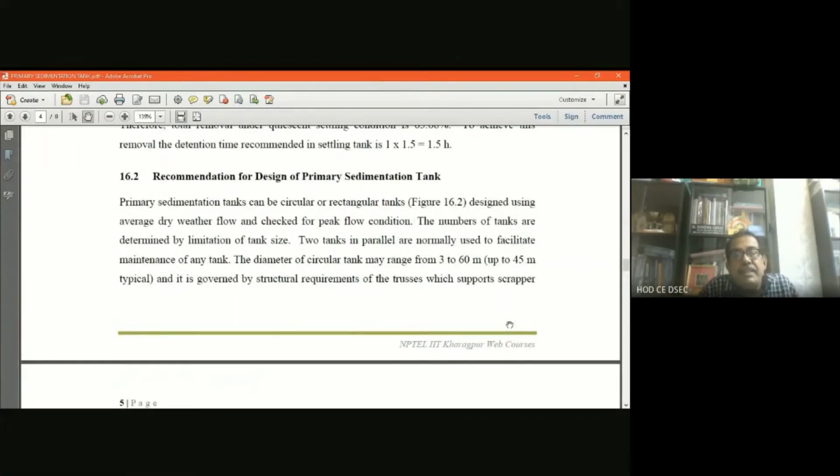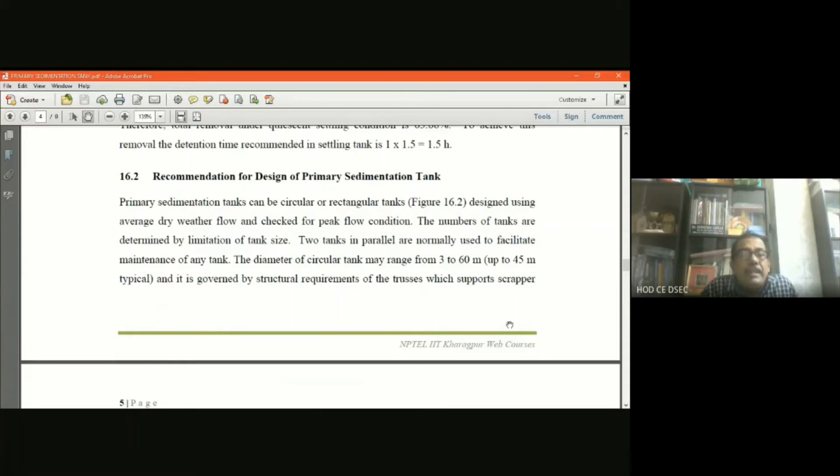Now, the primary sedimentation tank, both the circular and the rectangular, are the two possible geometric shapes that I will show you in the figure. Basically, it is designed using the average dry weather flow, but checked at peak flow condition, whether the design is safe at the maximum peak flow, that is, in the monsoon time. But generally it is designed using the average dry weather flow and it is checked at peak flow condition.